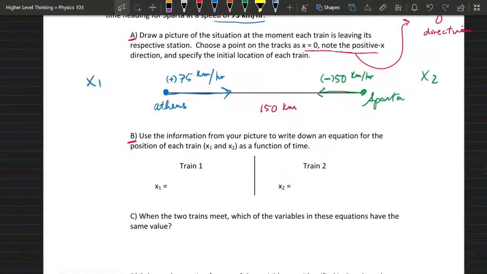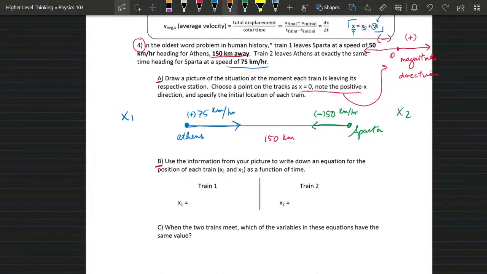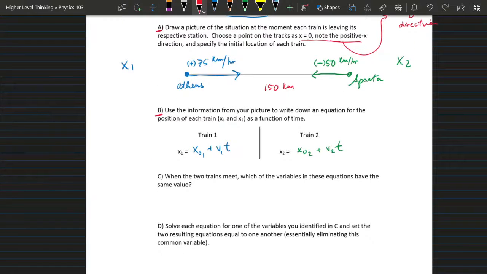So applying that equation, let me zoom out so it stays in frame, we could say that x1, which is the Athens train, is equal to the initial position of that train plus the velocity times time, and we could do the same thing for the Sparta train, with its velocity multiplied by time. So let's look at part C. When the two trains meet, which of the variables in these equations have the same value?